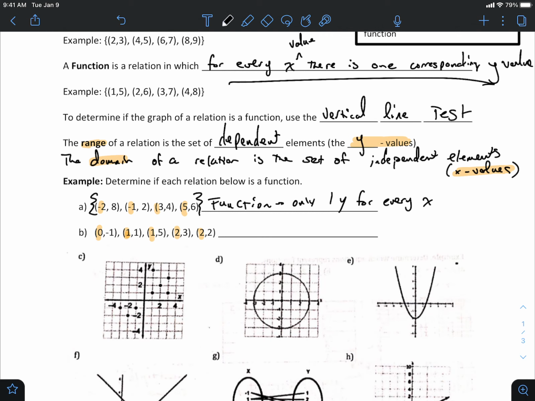It can't be a function because you have multiple y values for one particular x value, or in this case, there are two x values that are the same, and they have multiple y values. Does that make sense? So this one's going to be a relation. You could say multiple y values at x equals 1 and 2.